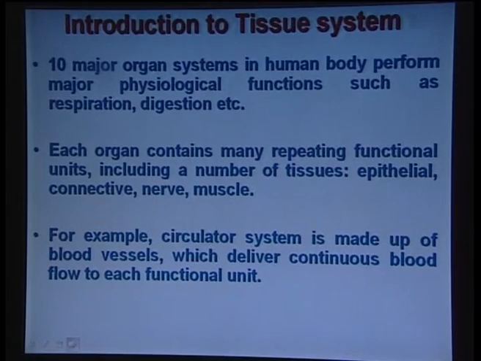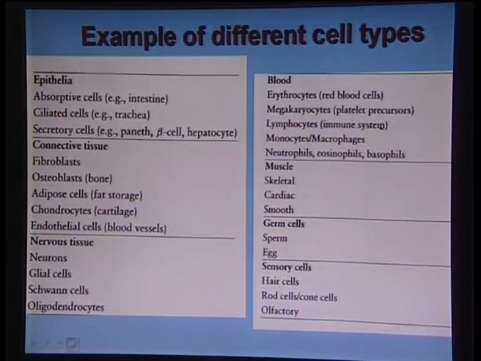There are 10 major organ systems in the human body. They perform different major physiological functions such as respiration, digestion, etc. Each organ contains many repeating functional units, including a number of tissues like epithelial, connective, nerve tissue and muscle tissue. For example, the circulation system is made up of blood vessels, like the blood circulation system, which deliver continuous blood flow to each functional unit. Now, here are the different cell types in different tissues like epithelia.